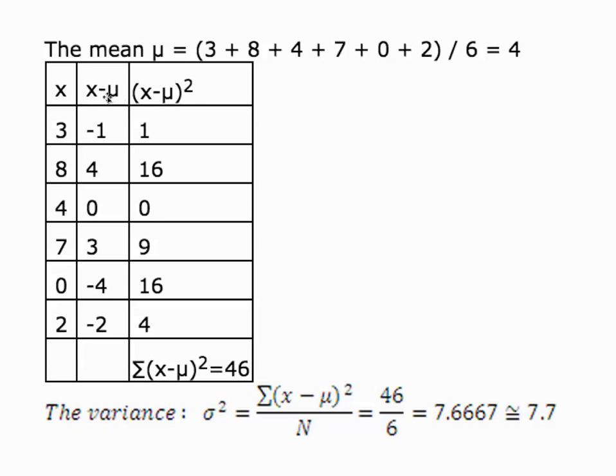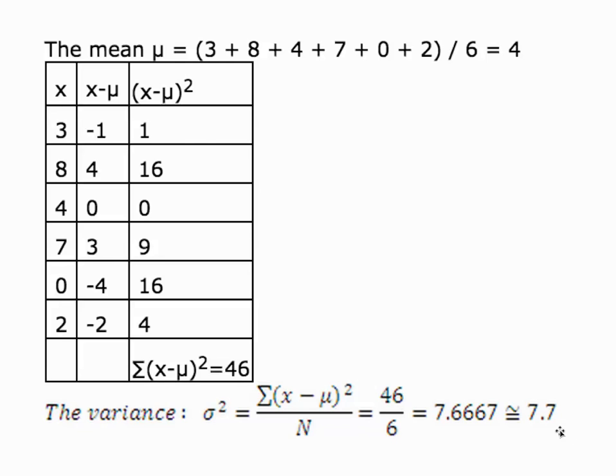Now, the next step is to square them to make them all positive. So minus 1 when you square it will become 1, 4 when you square it becomes 16, and so on. Now I get the average of these square distances by adding them all, and then I divide by 6, which is the data size. So 46 over 6 gives you approximately 7.666, which if you round to one decimal place, because the data here are integers, would be 7.7.